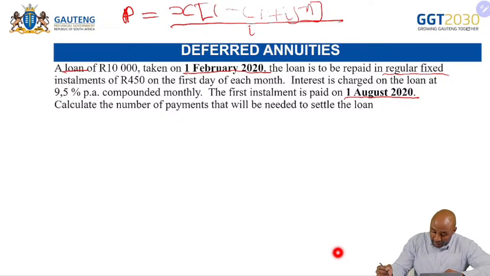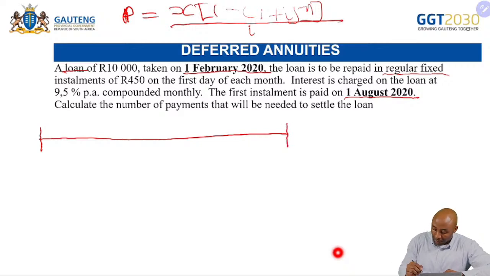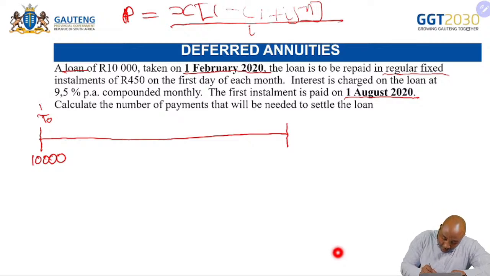Now, let us check the information that we have. Let's come up with a timeline and see if we can be able to answer this one. So our T0, the loan is taken for 10,000. You are able to see that this is 1st Feb, we get the loan. Then we are told that the payment will be made on the 1st of August.